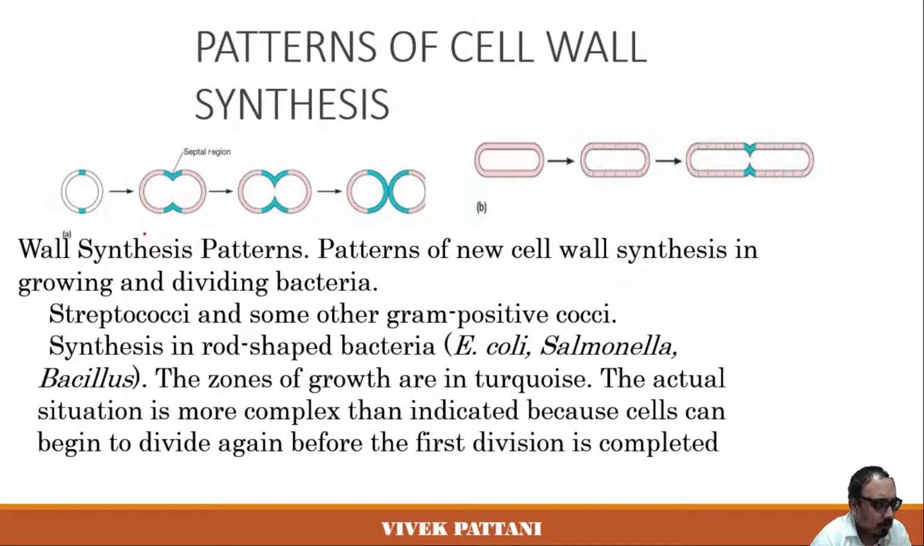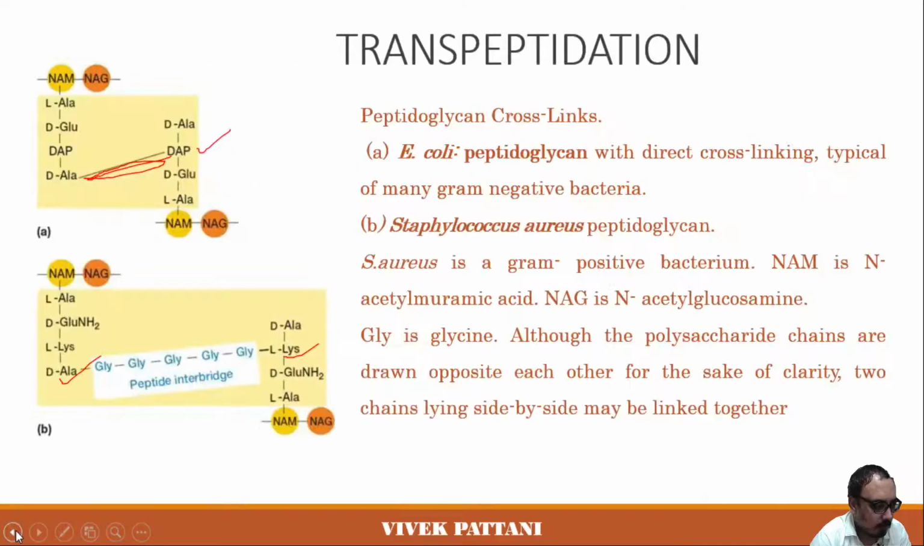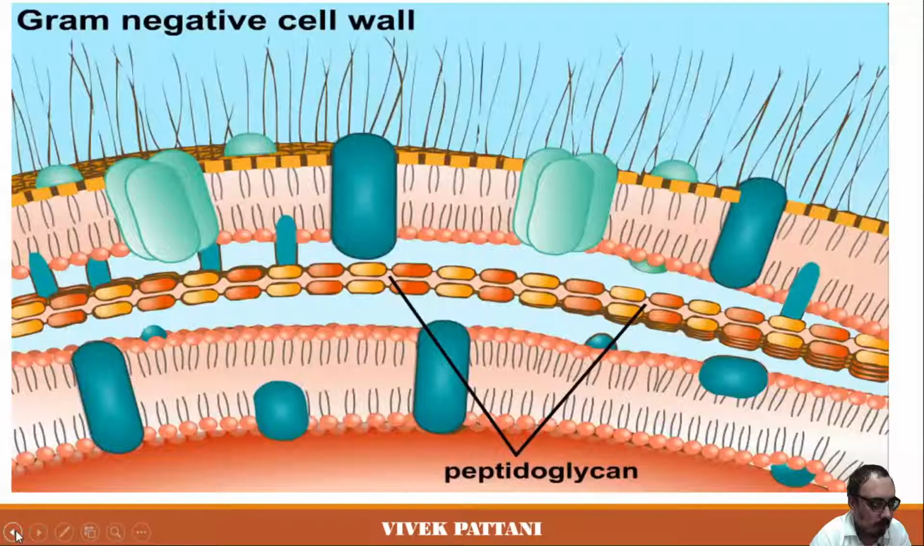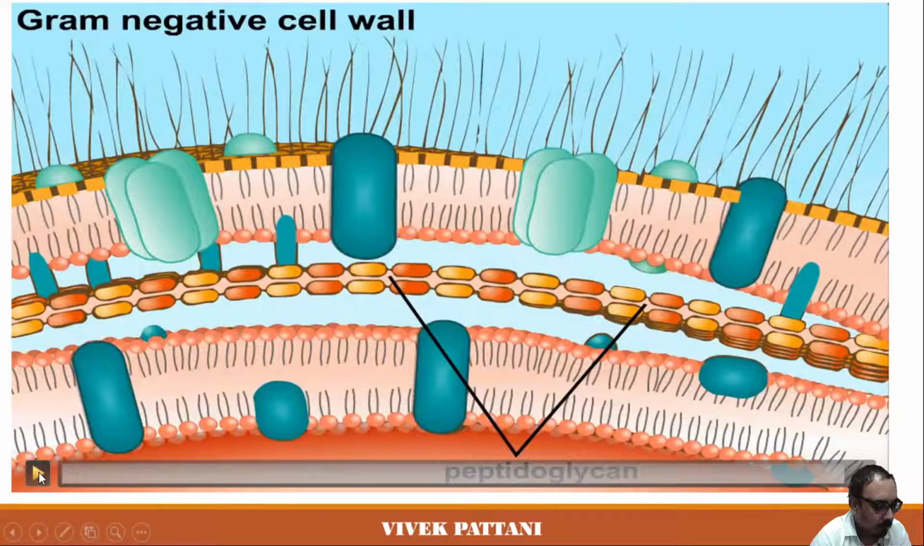Now you can clearly see here the septal region. The cell starts to divide, further divides, and finally two different cells are formed, where you can clearly see the new cell wall. This is how cell wall synthesis works. Now there was a problem while playing the video, so I'm going to play the video again.